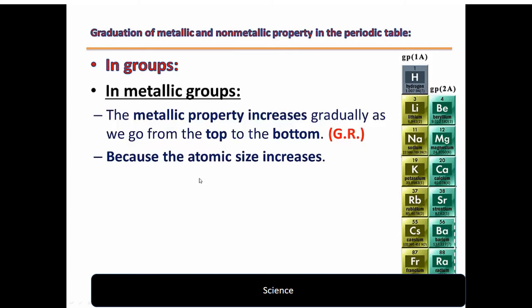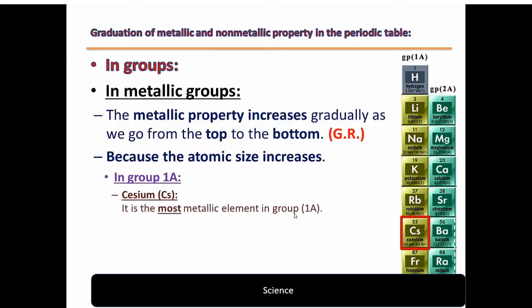This is because the atomic size increases. As we go from up to down in groups, the atomic size increases, and hence the metallic property also increases. For example, in group 1A, cesium is considered the most metallic element in group 1A, while lithium is considered the least metallic element in group 1A.